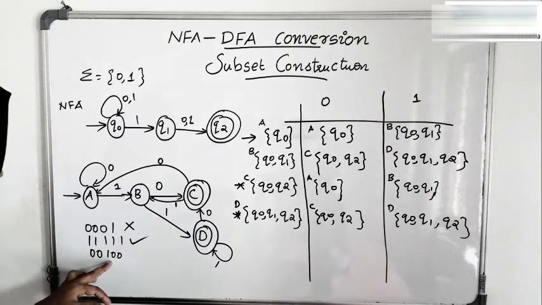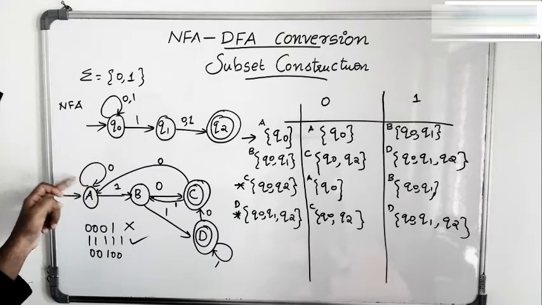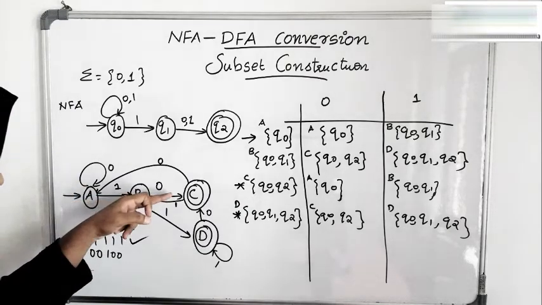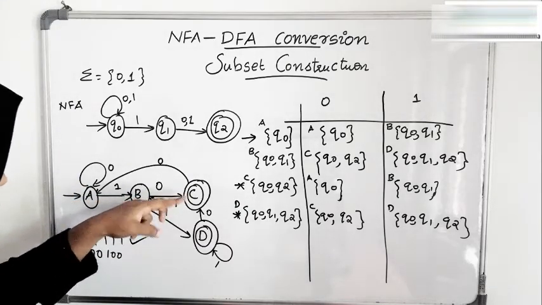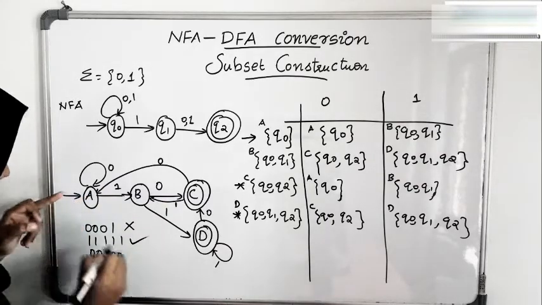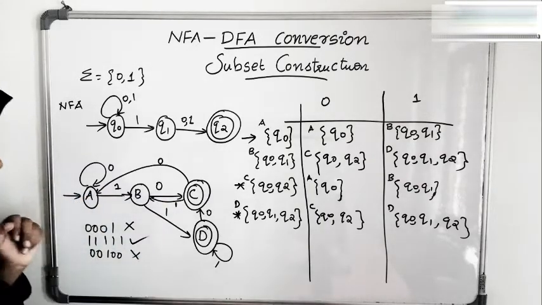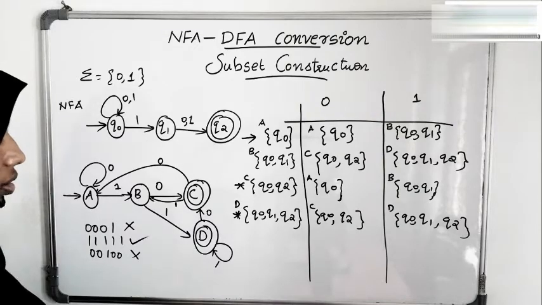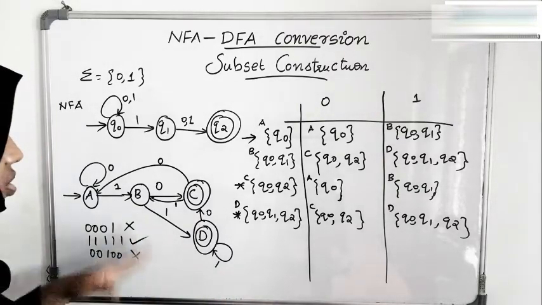Now this is right because it has a 1 in the second last position. Now 0, 0, 1, 0, 0. So 0, 0, 1, 0, 0. That ended up in a non-final state and should be rejected. So, our basic analysis shows that this is working fine.